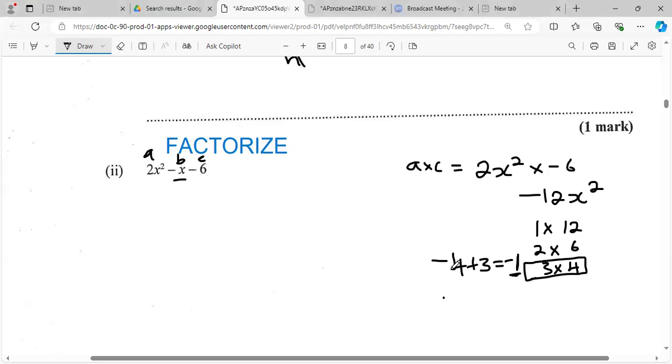And when we multiply it, a negative times a positive, we get the negative. So we're going to replace negative x with this. So it's going to be 2x squared minus 4x plus 3x, and we minus the 6. So now we can factorize because we can group them now.